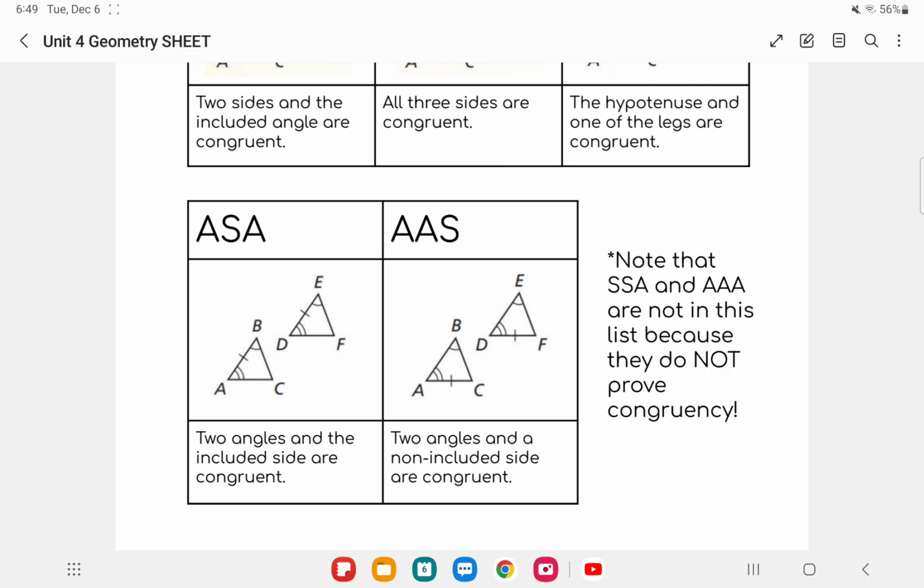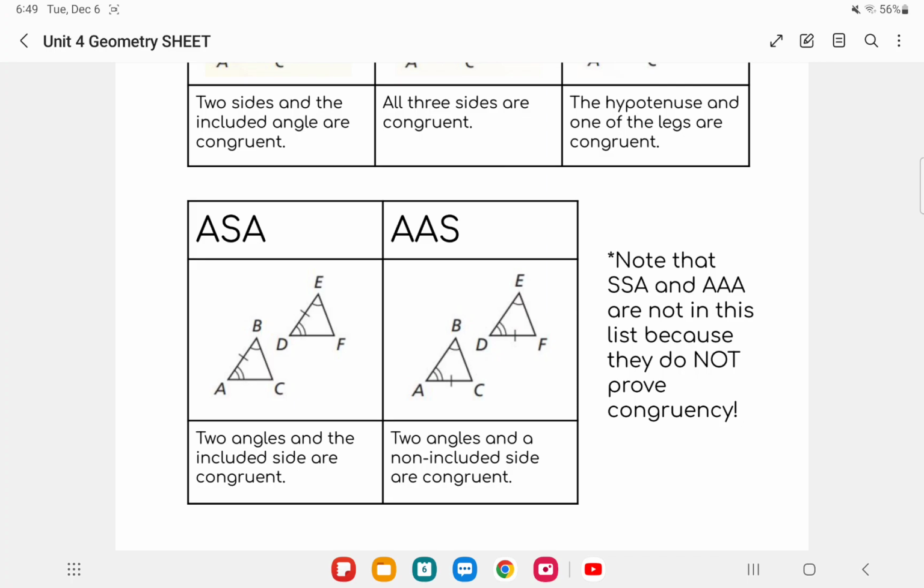And then I have angle, angle, side. Actually, let's start over here. Angle, angle, side, like that. So 2 angles and a non-included side would be congruent. Then both triangles are congruent.